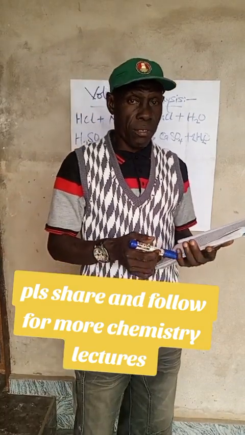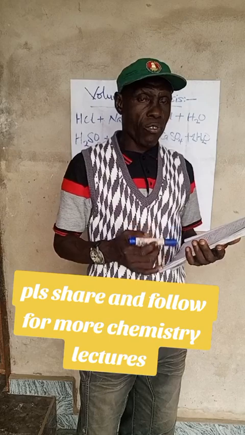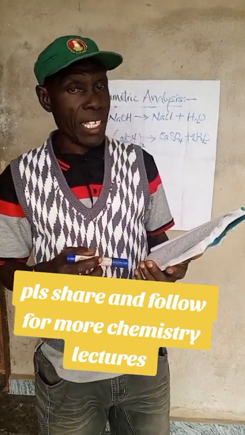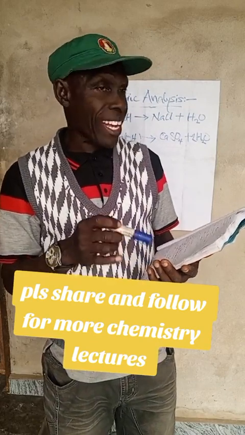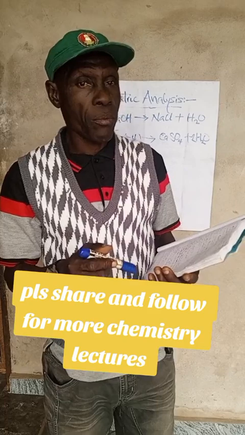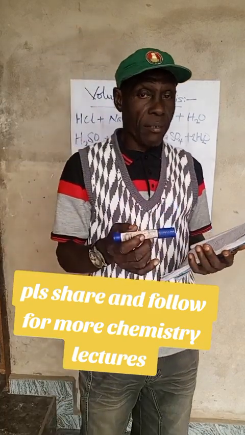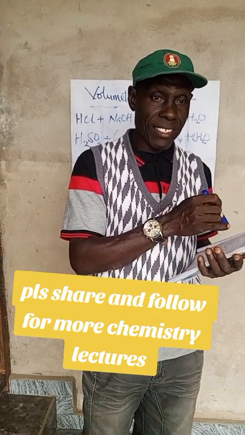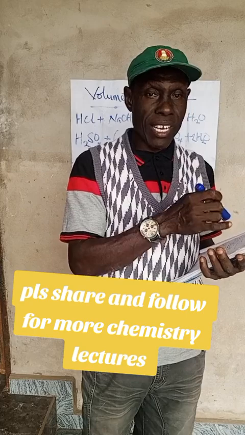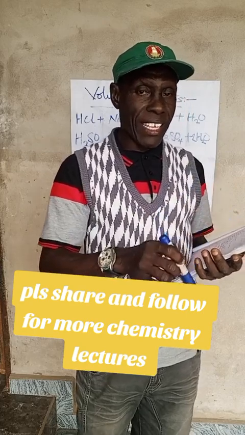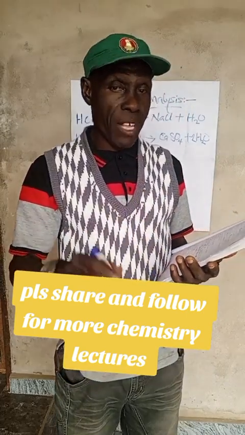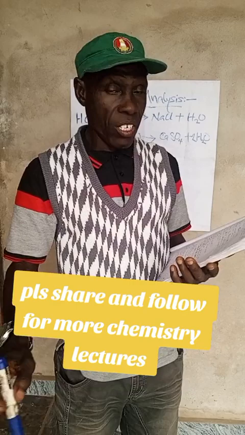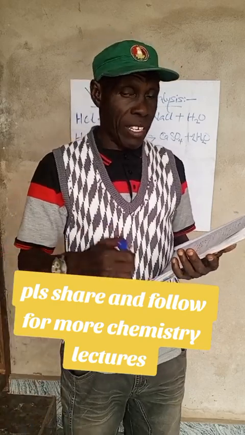This is a continuation of the last topic we treated, titled volumetric analysis. But right as we speak, I want to dwell on the topic I titled, How to Determine the End Point of an Acid-Base Reaction. If you were listening in the first lecture on volumetric analysis, when I said that you run an acid against a specific volume of a base until an end point is reached, that end point is what I want to explain now.